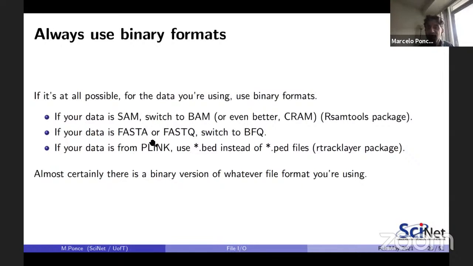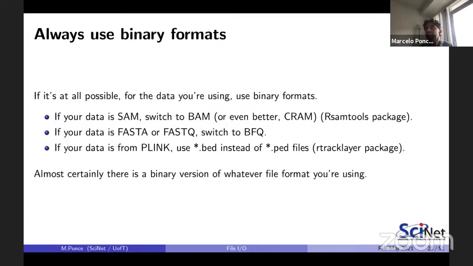If you are using FASTA files, it's better to use FASTQ or switch to BFQ. Again, these are binary formats from the FASTA template files. If your data is from PLINK, it's better to use BED, which is the binary version of the PED files. And again, this can be achieved by the rtracklayer package. There is almost certainly a version of whatever file format you are using. And if not, you can always come back to these raw binary formats from R, RData and RDS.